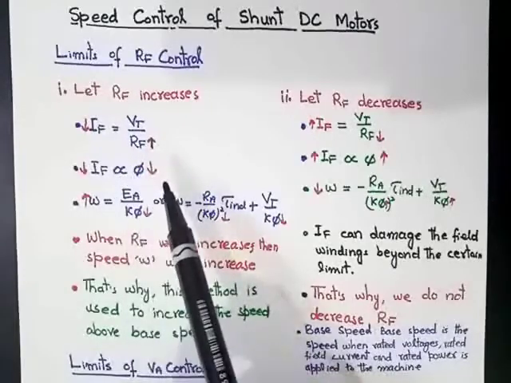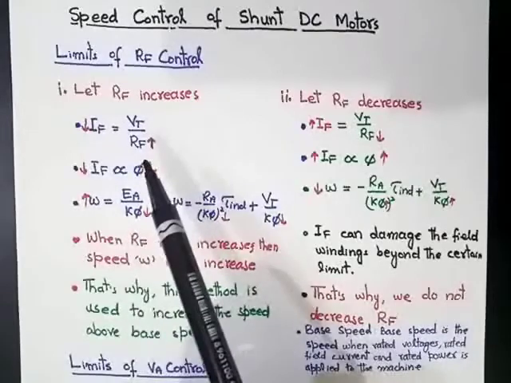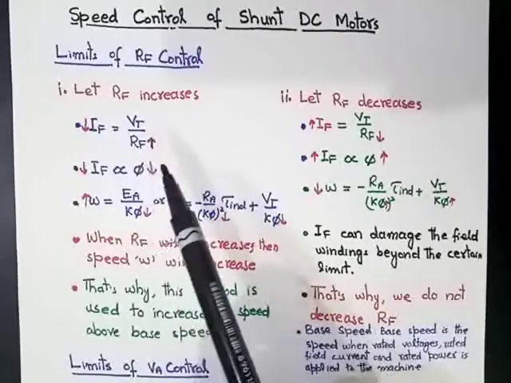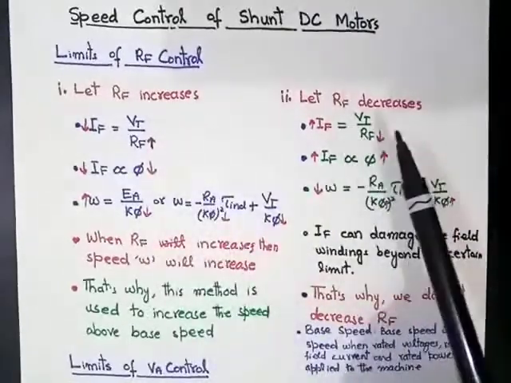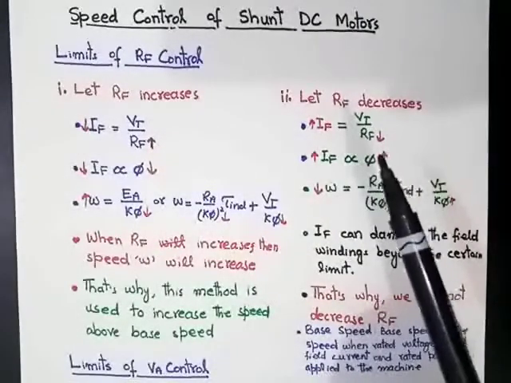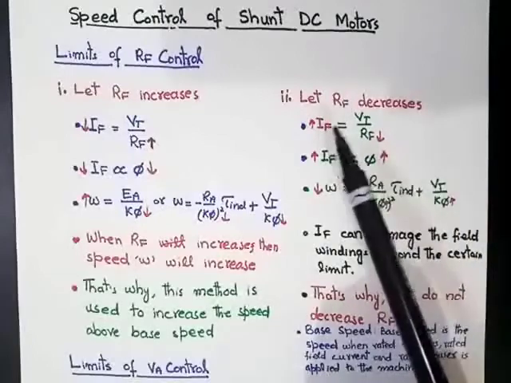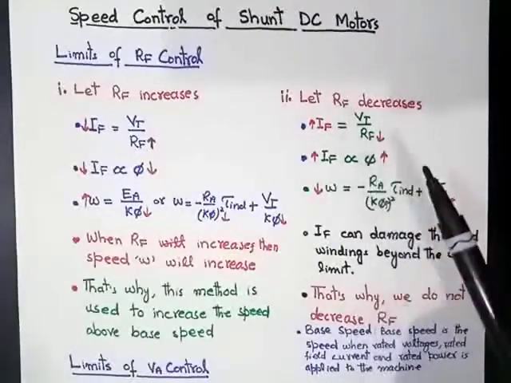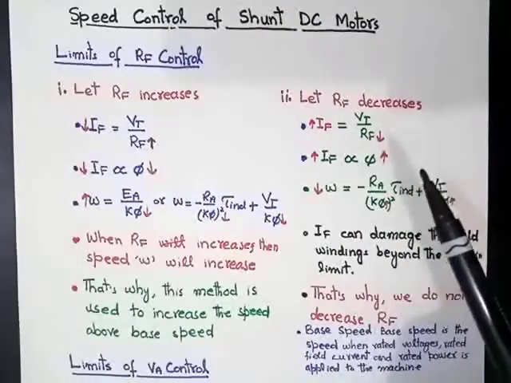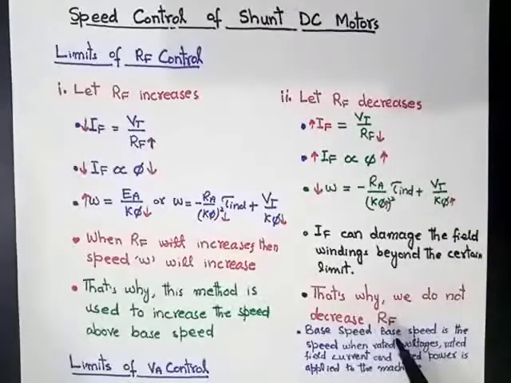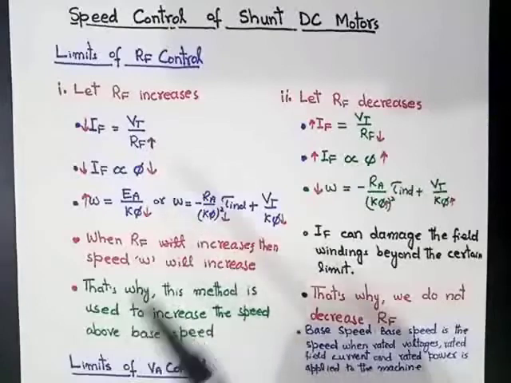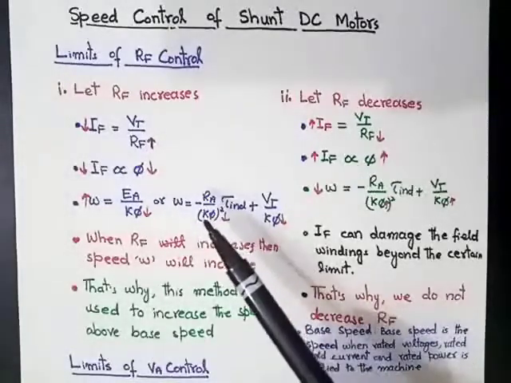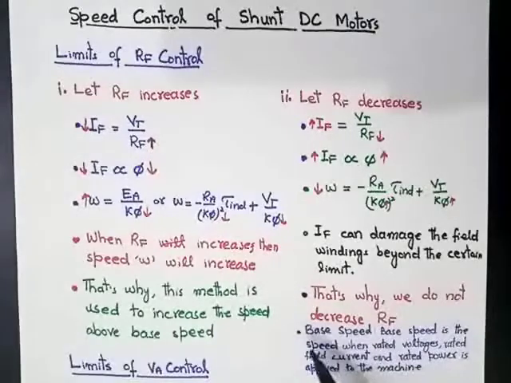So in this method, the resistance of the field winding is normally increased instead of decreased, because when the resistance decreases, the value of current IF will increase. Due to this, the field winding can heat up or even burn out. That's why we do not decrease field resistance. We normally increase the field resistance in this method. Now we will discuss the base speed.